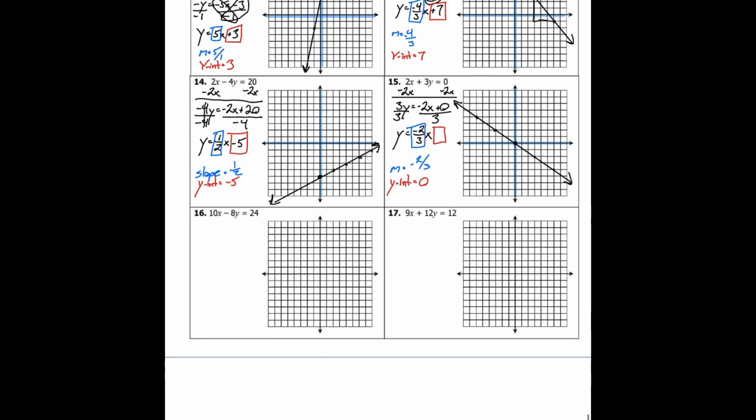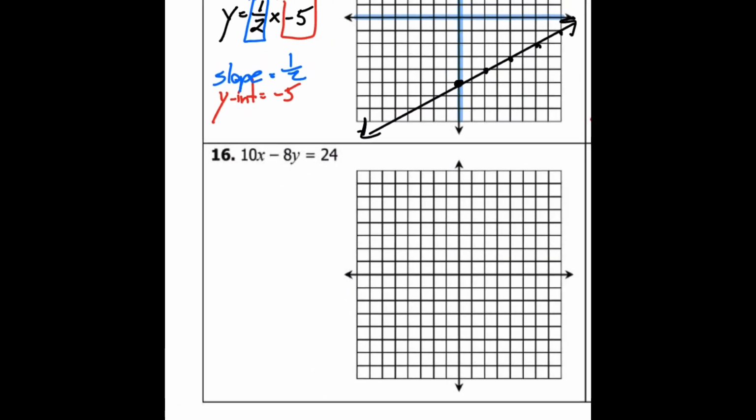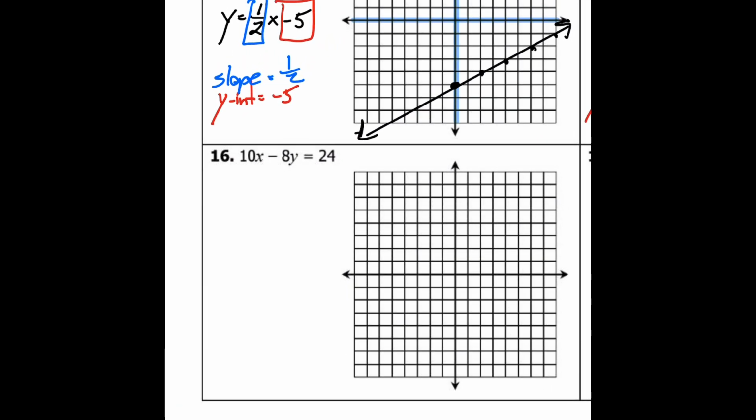Okay, last two. A little bit quicker now. I'm subtracting 10x on both sides. I am going to be left with negative 8y on the left, negative 10x plus 24 on the right. Make sure you're keeping your signs with the proper terms.